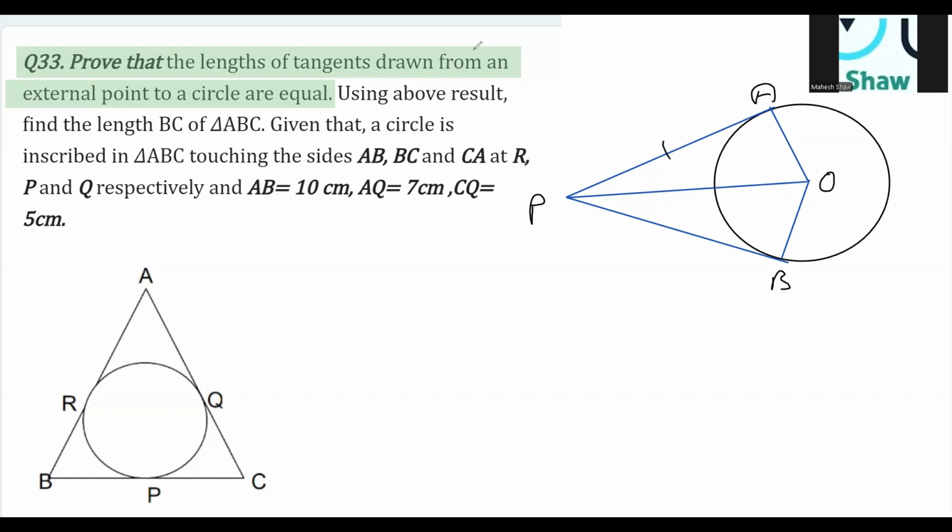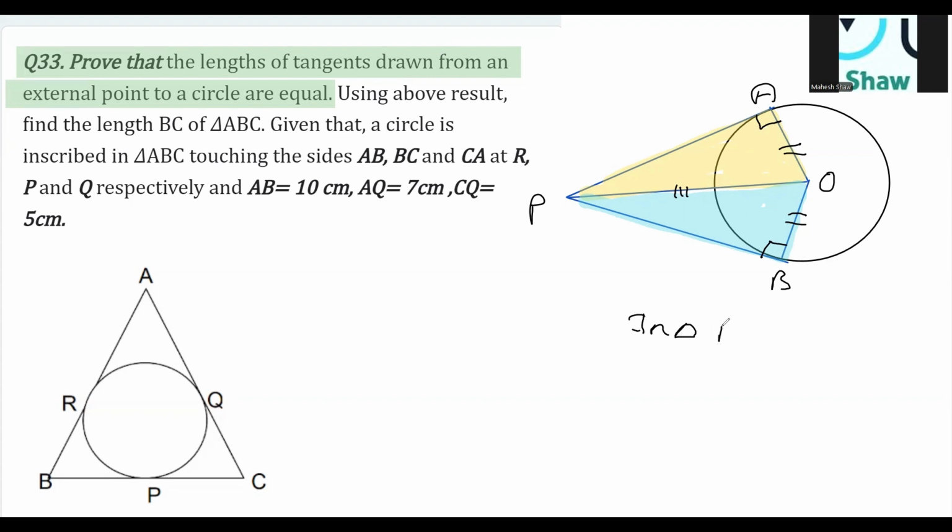So to prove this, we are going to prove these two triangles as congruent. The triangles which I'm going to prove congruent, one is this, and the other triangle is this. Now, how will we prove these two triangles as congruent? As you can see, we have OA is equal to OB, that is radii, and OP is common. Further, we know that the radius is perpendicular to the tangent at the point of contact. So these angles are 90 degrees. So the triangles will be congruent.